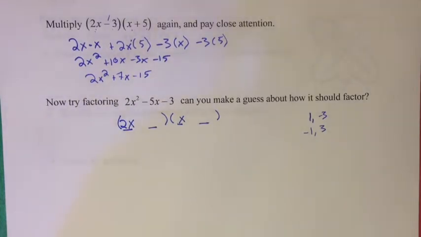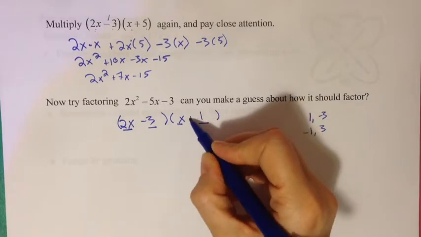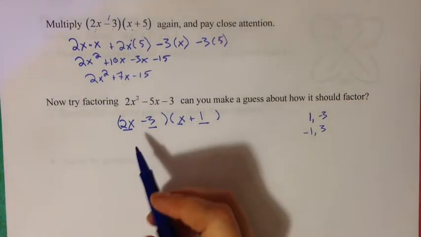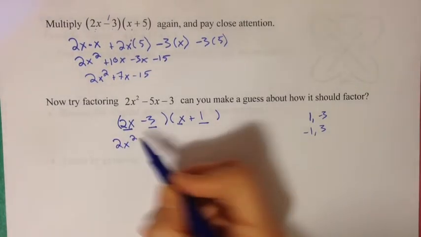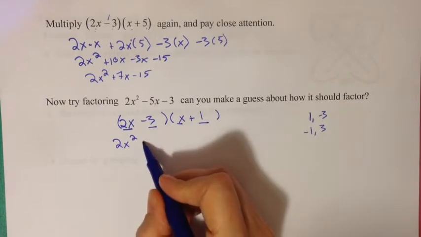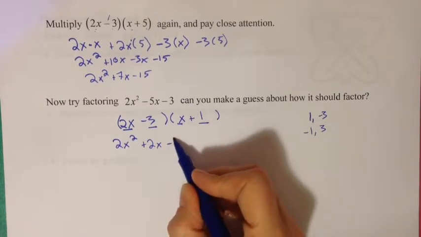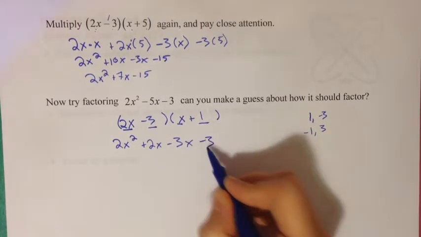So I'm going to just kind of blindly put a negative 3 here and a positive 1 here and see what happens when I multiply it back out. See if I got what I wanted. When I multiply my first 2 terms, I get 2x squared. When I multiply my outside terms, I get a plus 2x. When I multiply my inside terms, I get a minus 3x. And when I multiply my last terms, I get a negative 3.